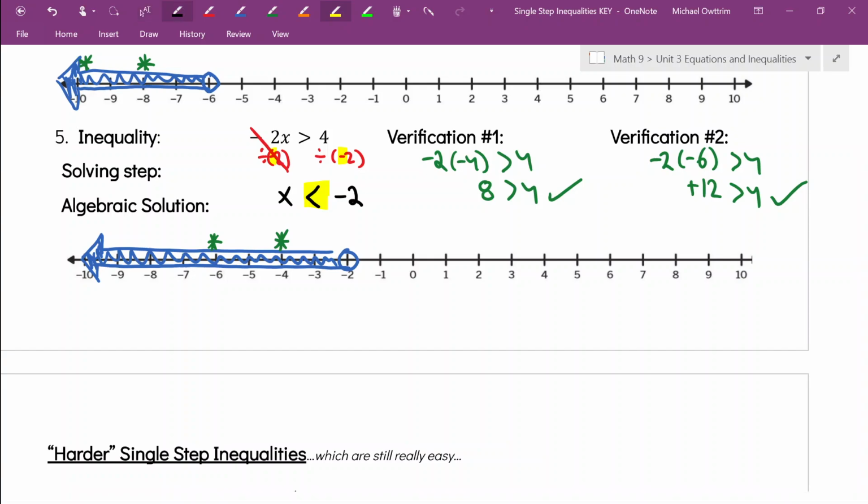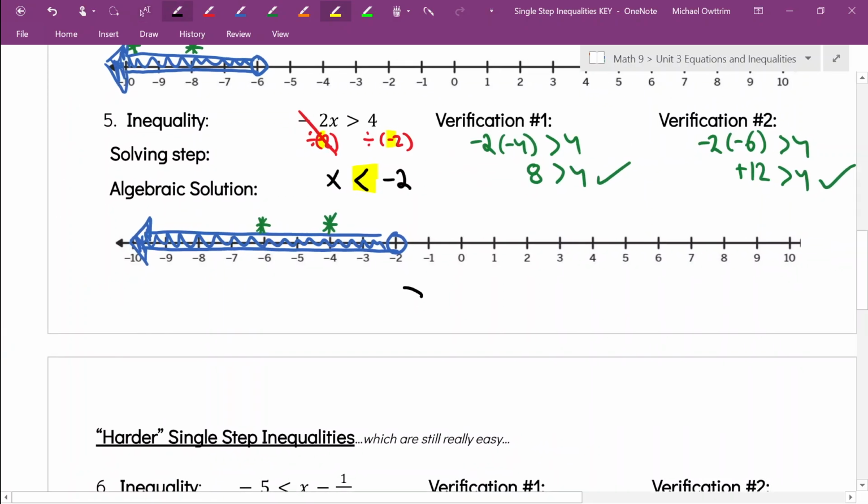Another way of thinking about this number 5 is to think about if we rearranged the terms. So just like in an equation, we could add 2x to both sides, and that would give us 0 is greater than 4 plus 2x. We then subtract 4 from both sides, and we get negative 4 is greater than 2x.